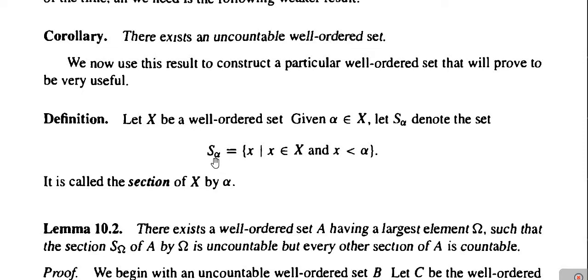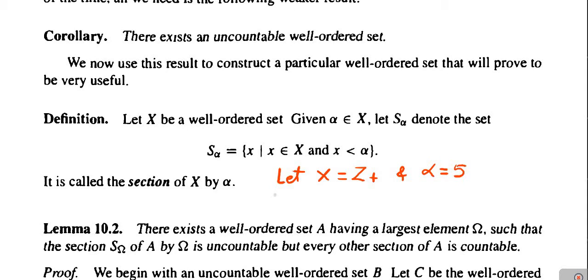This set S alpha is called the section of X by alpha. Let us consider one example of this for the understanding purpose. Let us consider that capital X is the set of positive integers. Let X be equal to the set of positive integers, meaning Z plus, and let us suppose that alpha is equal to, for instance, 5.